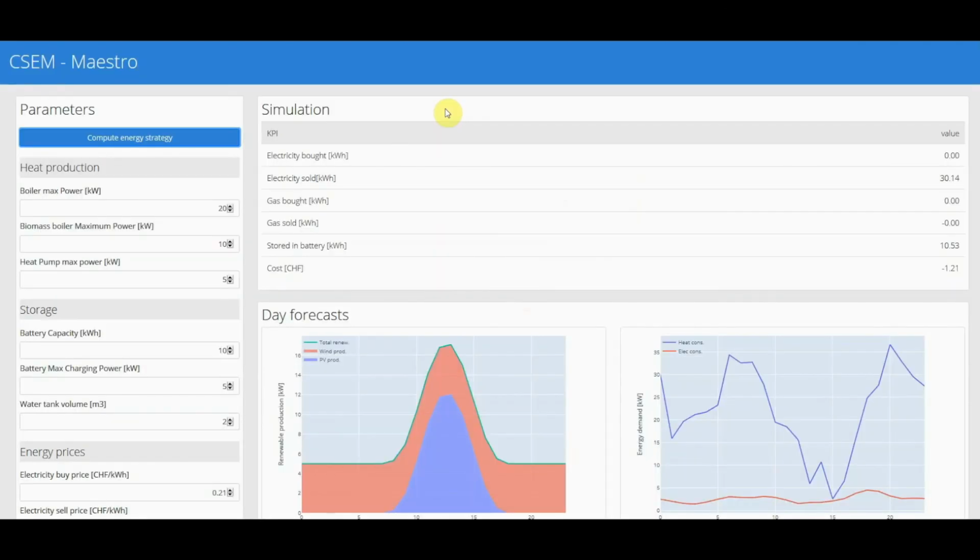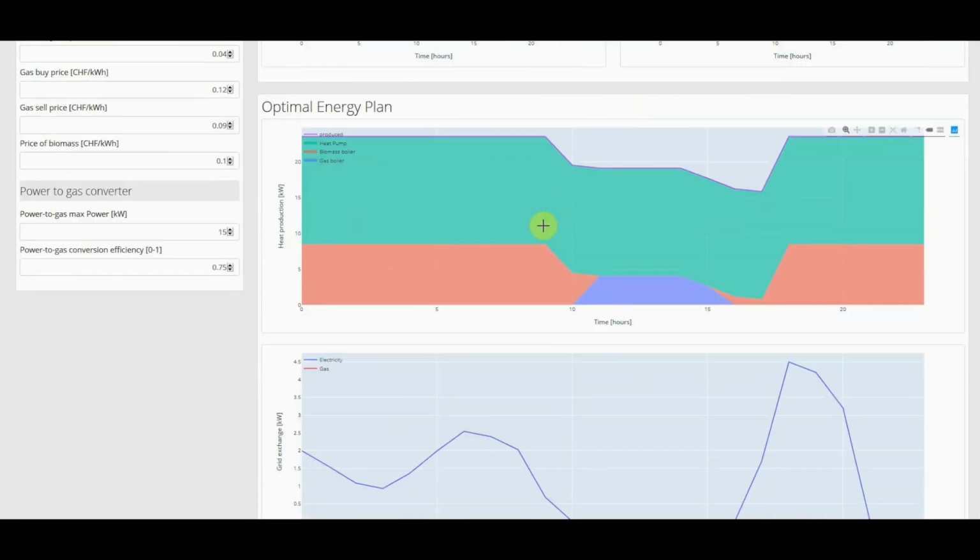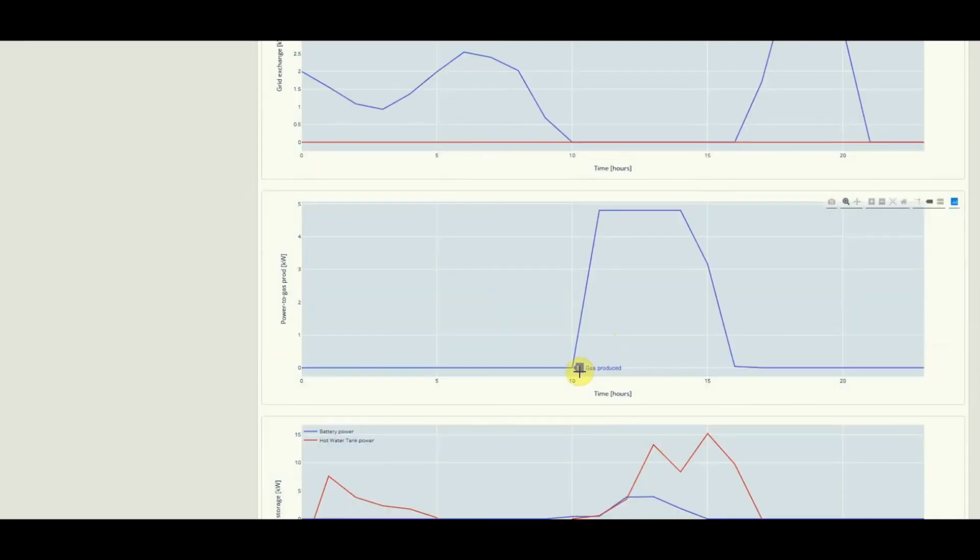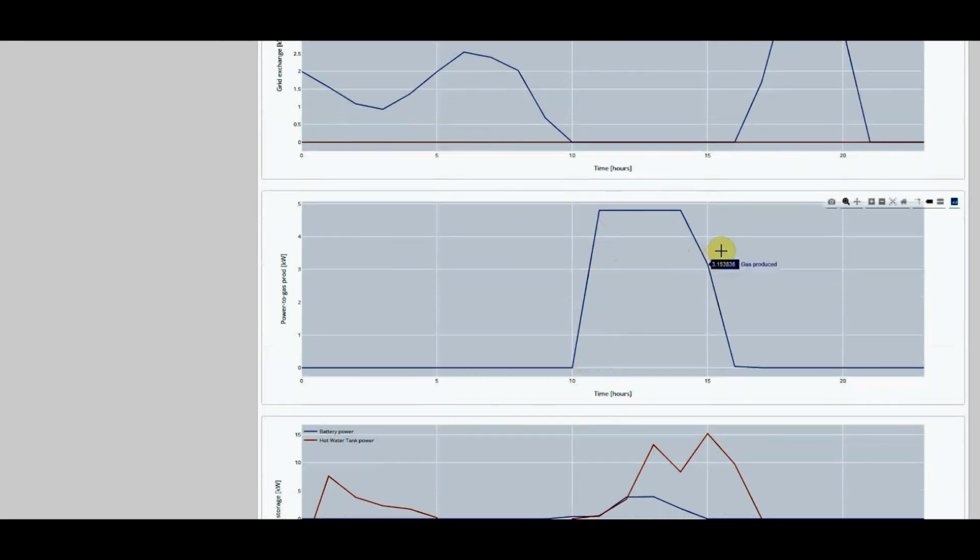The simulation figures were updated, and you can see that the production plan for the heat has changed. Maestro still uses the heat pump in majority, but it also uses the gas boiler during the middle of the day. In addition, it's producing gas with the power to gas system during that period of time. The reason for this is that since the electricity prices are lower, it's more beneficial to produce gas in order to exploit the electricity from the solar panels.